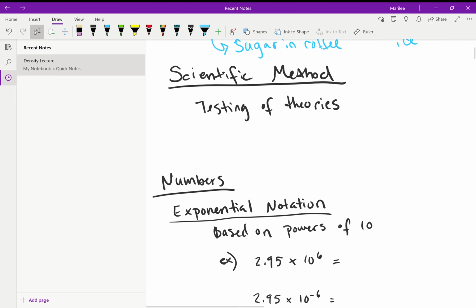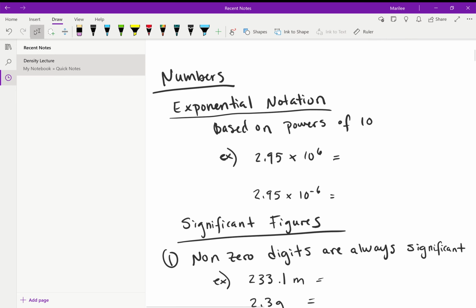I'm going to go over numbers now. In science, we use exponential notation, which is based on powers of 10. So it's 10 to the power of something. For example, we have here 2.95 times 10 to the 6. So how do we write that? 10 to the 6, so we move the decimal. If it's positive, we move it to the right. Positive, right; negative, left. 2.95, we move it 6 times to the right. So that's 1, 2, 3, 4, 5, 6. Then we have 1, 2, 3, 4 zeros. That would be 295 and 4 zeros.